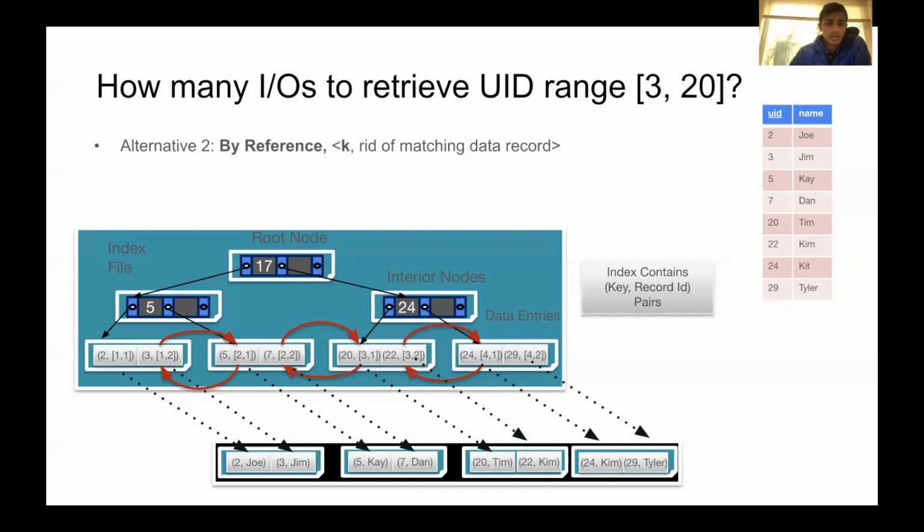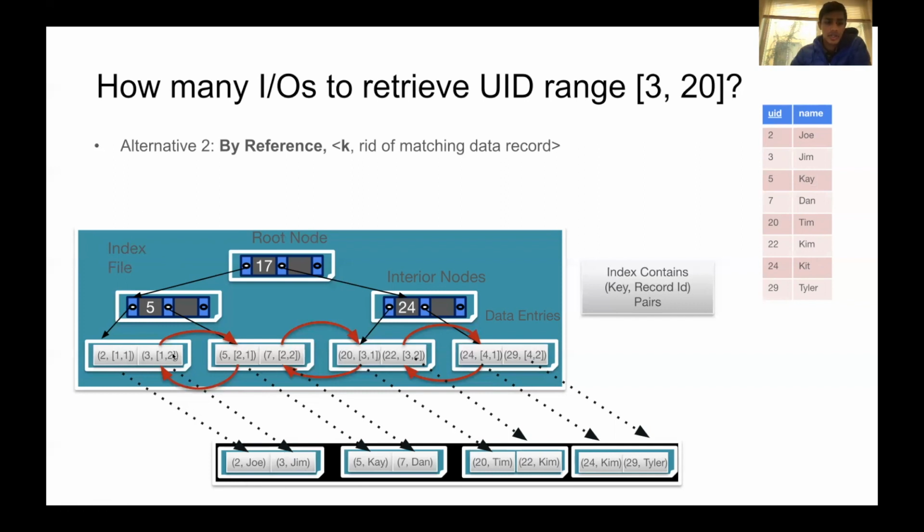So I've read in the root node, this index node, and this first leaf node. I've had 3 IOs so far. Now, I've begun my range at 3, so I'm going to fetch the associated record. I'm going to load page 1 into memory. Okay, I've had 4 IOs so far.